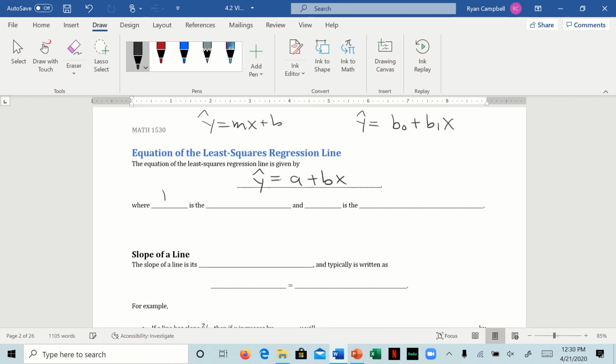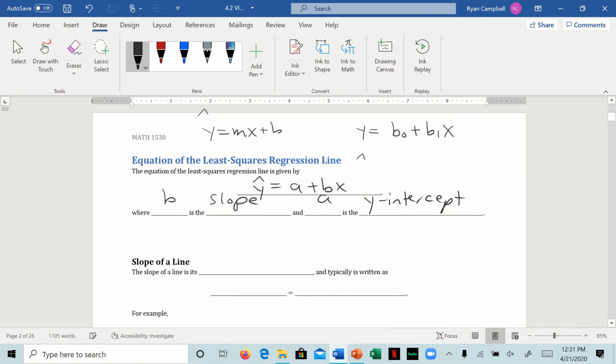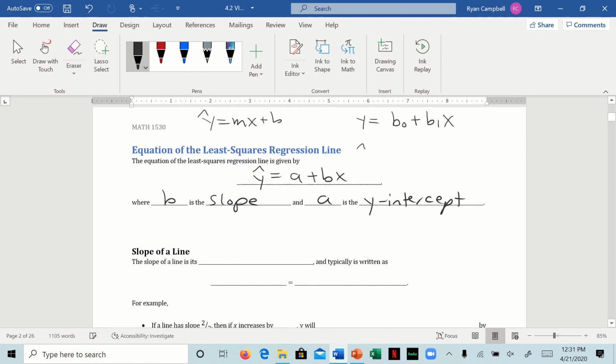And we're going to see that b, the thing next to the x, is our slope. It's the slope of the line. And a is the y-intercept. So the thing next to x is going to be the slope, that's b. The thing by itself is going to be called the y-intercept. Hopefully, this will stick.